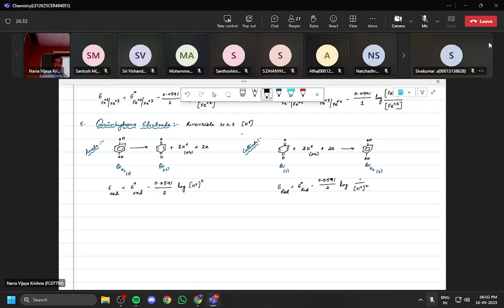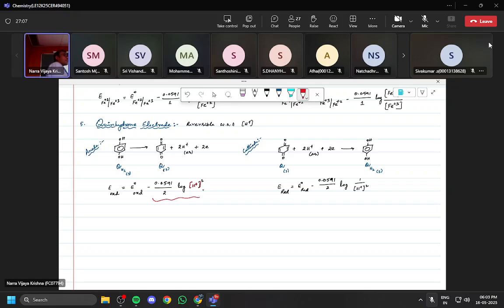See, if I increase the concentration of H plus here, what happens to the log value? Increases. If the log value increases, what happens to this value? It becomes negative. If it becomes more negative than E0 oxidation, what happens? E oxidation becomes negative, which means oxidation is non-spontaneous. Correct?